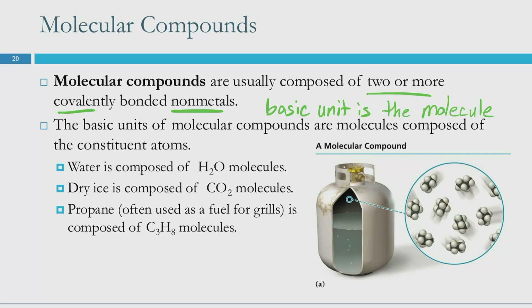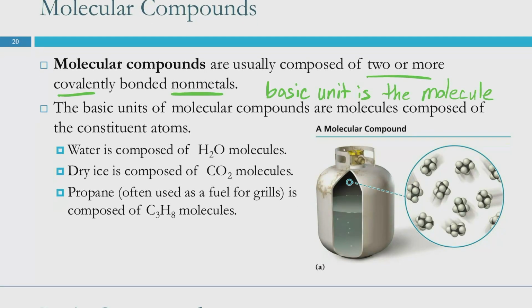And then there's some examples. So like water is made up of H2O molecules. Dry ice, which is carbon dioxide, is made up of CO2 carbon dioxide molecules. Propane is composed of C3H8 molecules. So the smallest amount that you could have of one of those compounds would be 1 molecule of whatever the substance is, H2O, CO2, or C3H8.